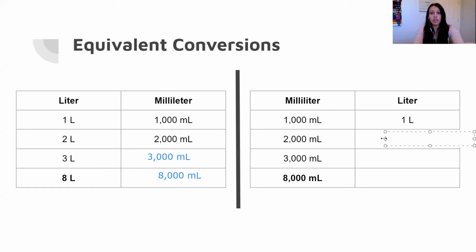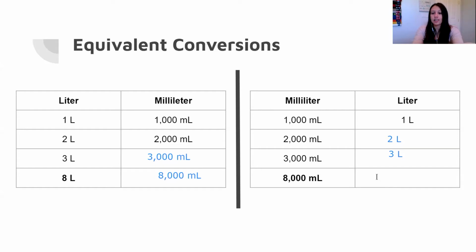Now let's do the opposite. What if we start with milliliters and then we go to liters? So if I have 1,000 milliliters, that is the same thing as 1 liter. If I have double the amount of milliliters, how many liters do I have? I have double the amount, right? So 2,000 milliliters is equivalent to 2 liters. Now what about 3,000? 3,000 would be equivalent to 3 liters because it is 3 times 1,000.